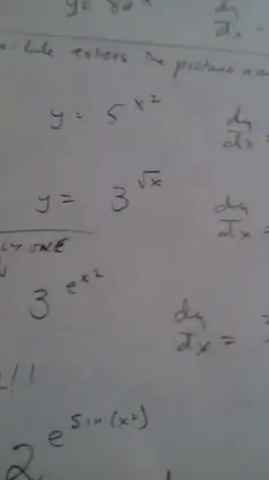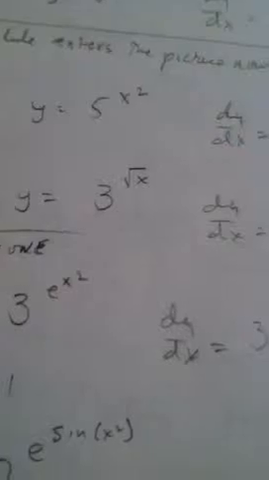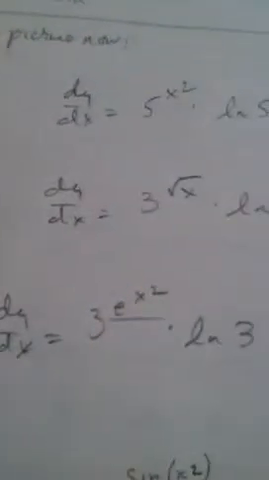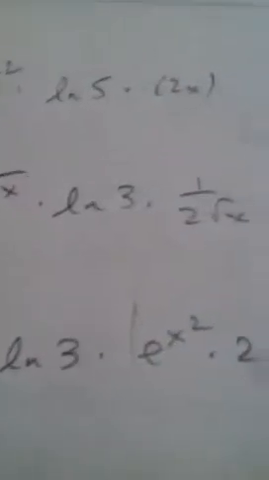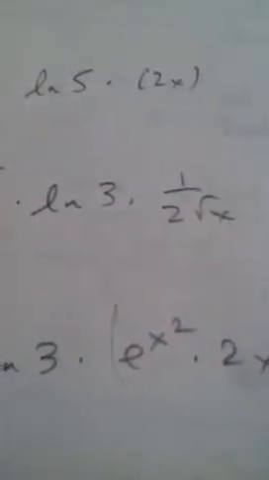Now, let's bring in the chain rule. I have y equals 5 to the x squared. No problem. dy dx equals 5 to the x squared times ln of 5 times 2x. Don't forget the chain rule. y equals 3 to the root x. dy dx equals 3 to the root x times ln of 3 times 1 over 2 root x.